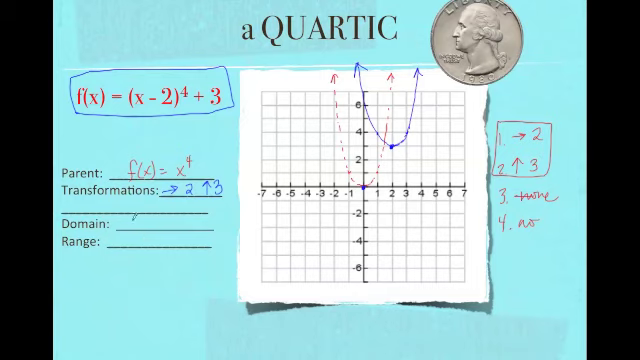Your domain is, again, all real numbers. You're looking at your possible x values. And your range is going to be a little different this time. It's not all real numbers because your y values start at 3 and go up. So I know that my smallest, I don't need that bracket. I need a hard bracket because it starts and includes 3, and then it goes to positive infinity.